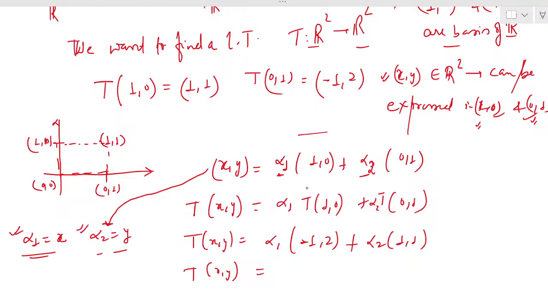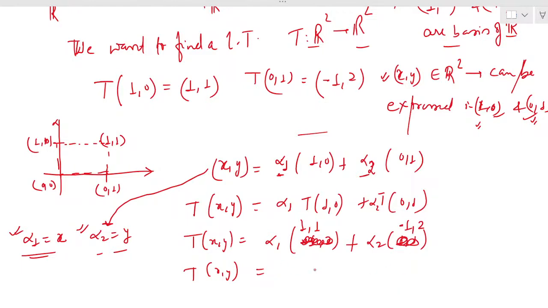If I apply T on both sides, I'll get alpha 1 T of 1 comma 0 and alpha 2 T of 0 comma 1. I made a mistake here. This is not minus 1 comma 2. T of 1 comma 0 is 1 comma 1. My mistake, that is why I was struggling to see what I had done. And T of 0 comma 1 is minus 1 comma 2.